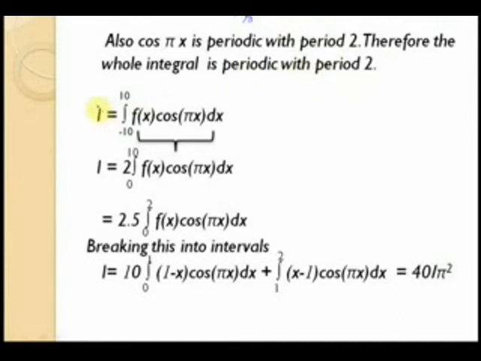Now let's try to calculate the value of the integral. Let us say that I is equal to the integral of f(x) into cos of pi x dx from -10 to 10. Now this is an even function, so we can write it as I equal to 2 times the integral of f(x) into cos of pi x dx from 0 to 10. Because the period of this is 2, we use the property that the integral of f(x) dx from mT to nT is equal to the integral from 0 to T of f(x) dx into (n minus m).